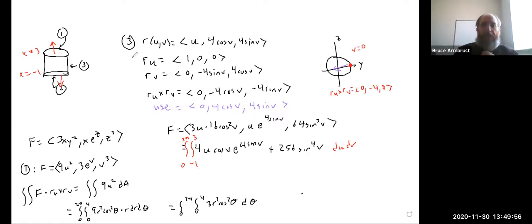All right, so you're going to get a number from this. You add it to the number we got from 1 and 2, and that'll get your total flux over that surface. Oof.